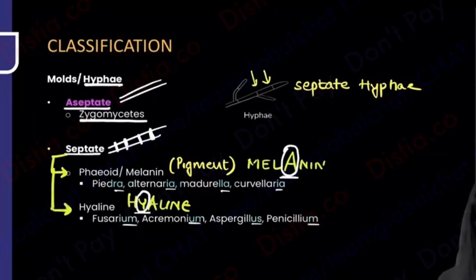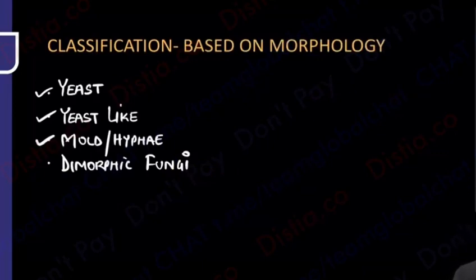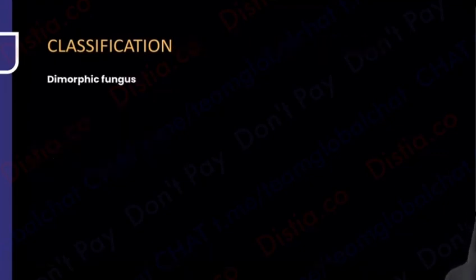Finally, with which we wrap up our third feature also, that is the mold or the hyphae. What are we left with? The fourth one, and that is dimorphic fungus. Now, when I'm talking about dimorphic fungus, and after that I'm going to take you to a recap also. When we talk about dimorphic fungus, the word itself is making a lot of sense over here.